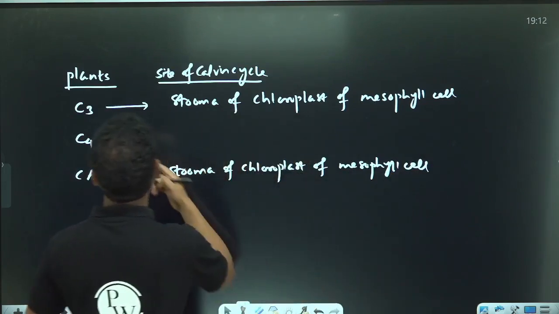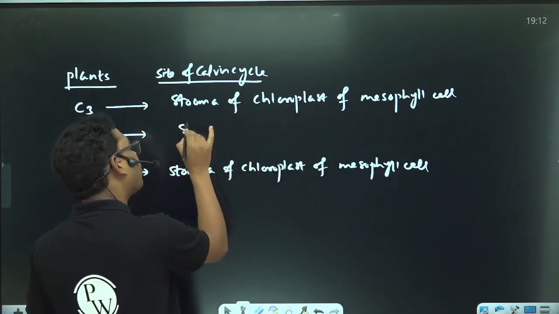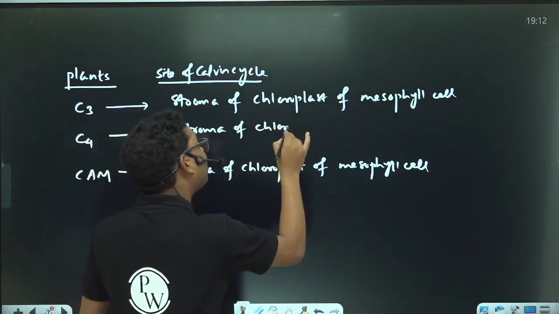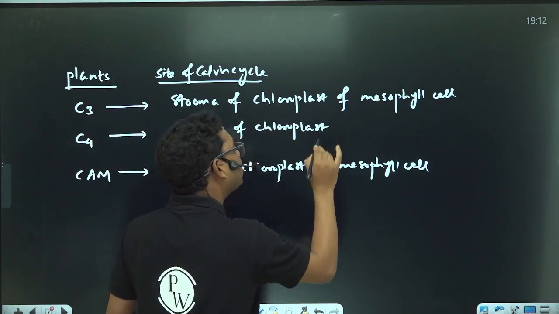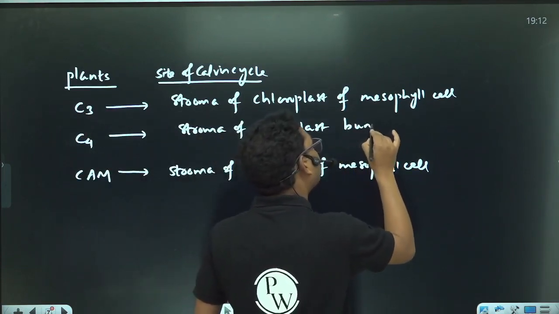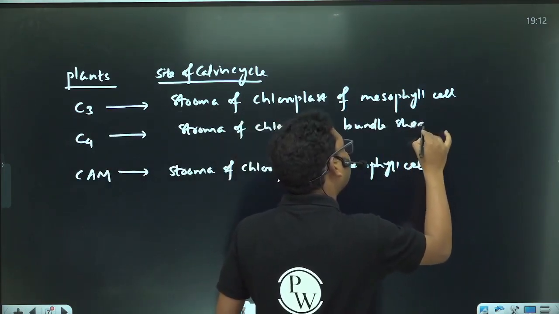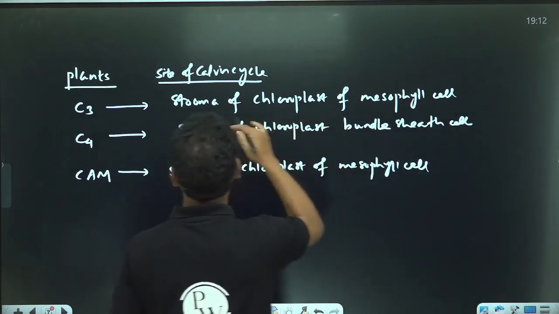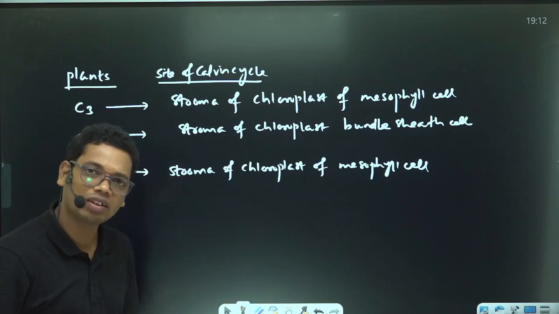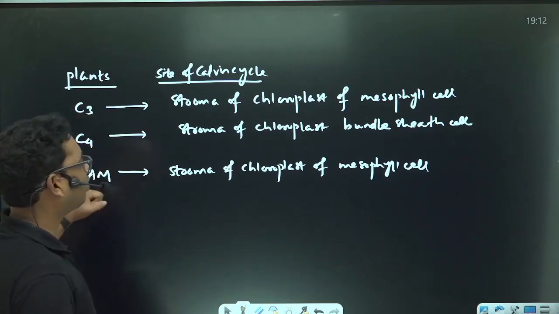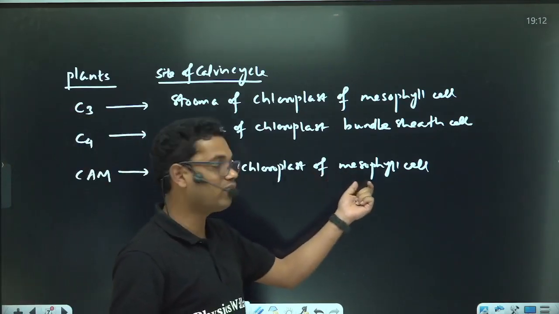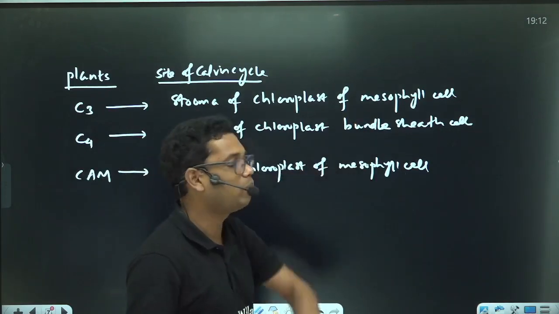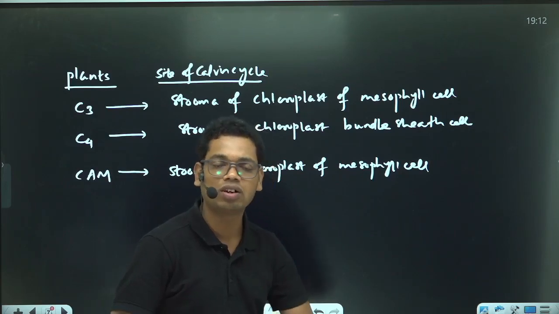But if you talk about the C4 plants, then it takes place in the stroma of chloroplast, but the cell is not mesophyll cell. Which cell? The cell is bundle sheath cell. Where in the bundle sheath cell does the Calvin cycle take place? This is very, very important. Clear? So in C3 and CAM plants, the site of the Calvin cycle is the mesophyll cell, whereas in case of C4 plant, it is the bundle sheath cell.